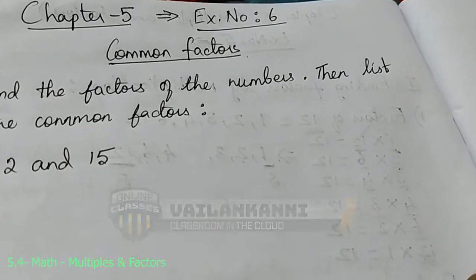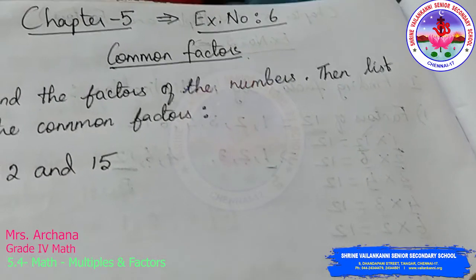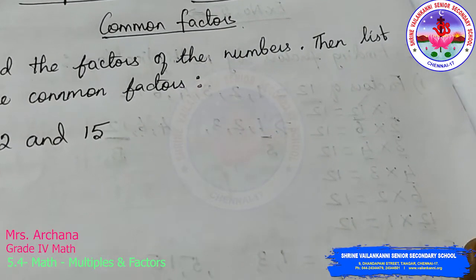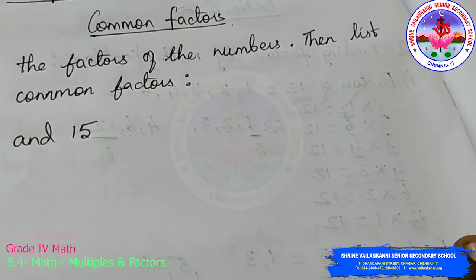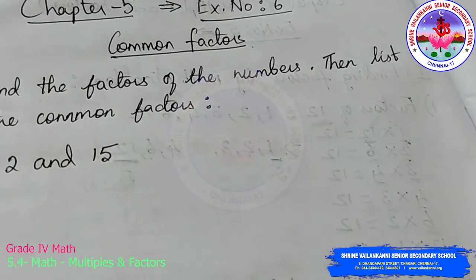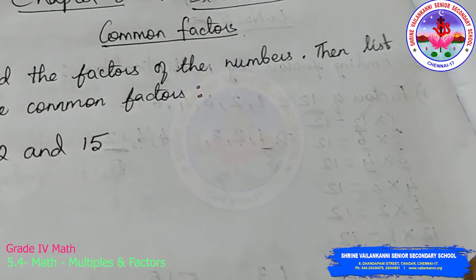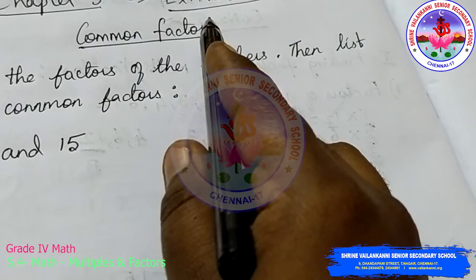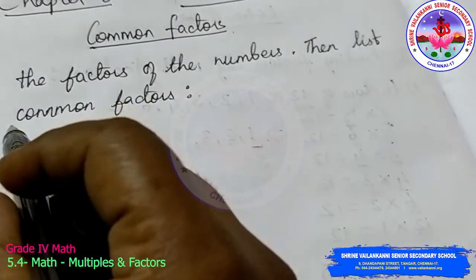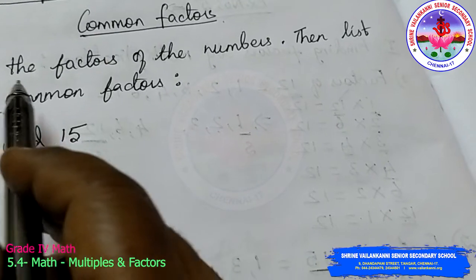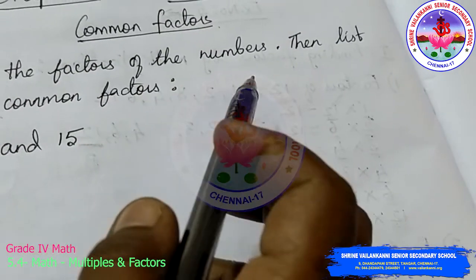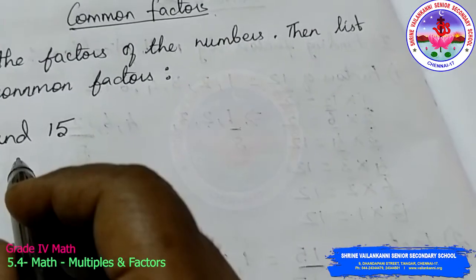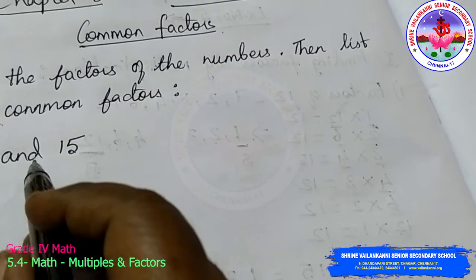In a previous video, I showed you how to find the factors using two methods. So you can use any method to find the factors. And one more additional thing we are going to find here is the common factors of two numbers. This is under Chapter 5, Exercise 6. I have taken an example sum: find the factors of the numbers, then list the common factors of those two numbers. Here I have written factors of 12 and 15.